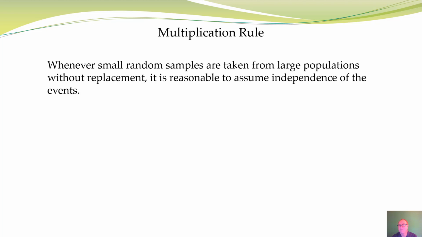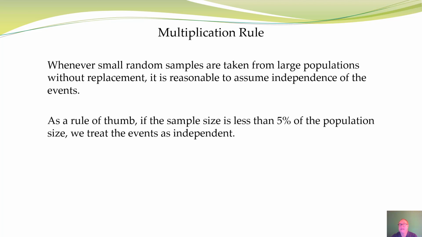Whenever small random samples are taken from large populations without replacement, it is reasonable to assume independence of the events. As a rule of thumb, if the sample size is less than 5% of the population size, we treat the events as independent. What this means is if you calculated the probability as dependent and you calculate it as independent, they are going to be very, very close. So if the sample size is small, it won't matter whether you use independent or dependent.